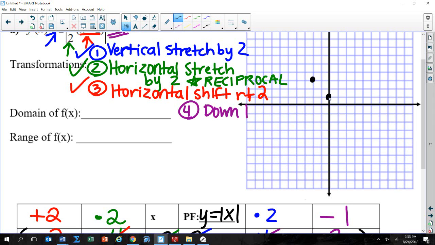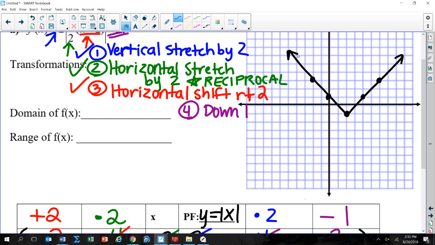Come on, y'all. 0, 1. What's the next one? 2, -1. Thank you. And then based on the fact that it's a mirror image, I'm guessing it's going to be 4, 1. And then 6, 3. Okay.